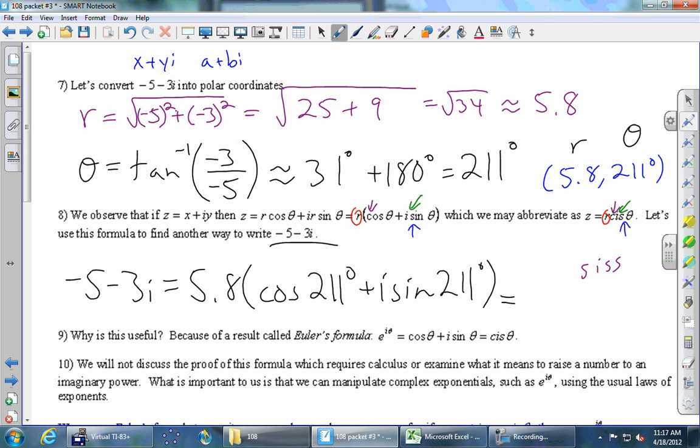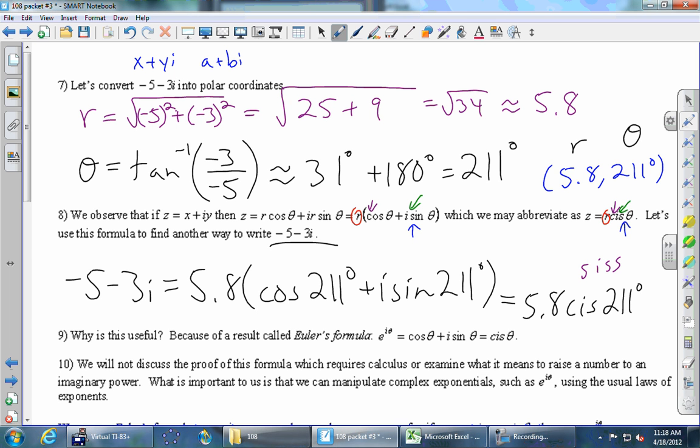And we're writing it as r cis theta. What was r? 5.8. Cis is a new symbol, which means a lot. Theta is 211. 5.8 cis 211. There's no cis button, but we're going to get a button on the calculator we'll use in a second that will be close. Close, close. Okay, number 9, Garrett.